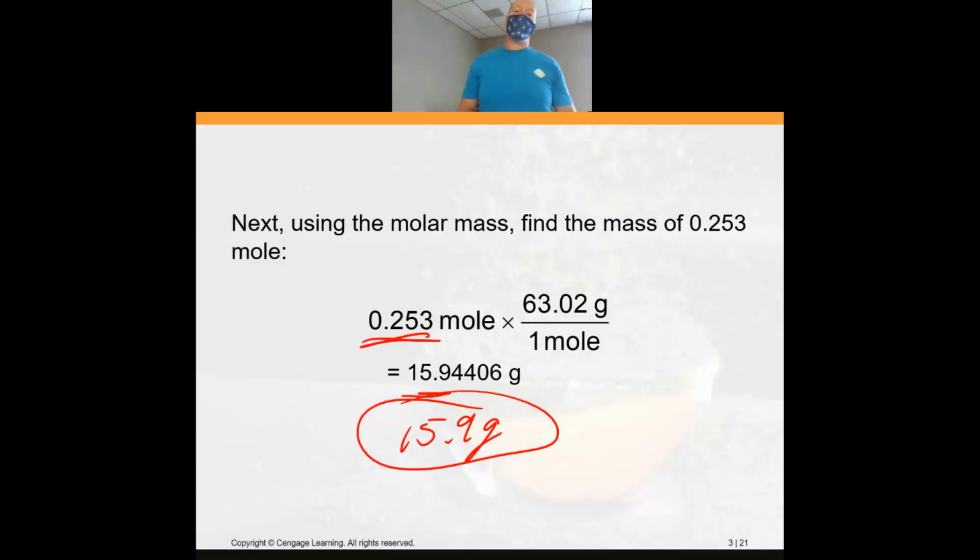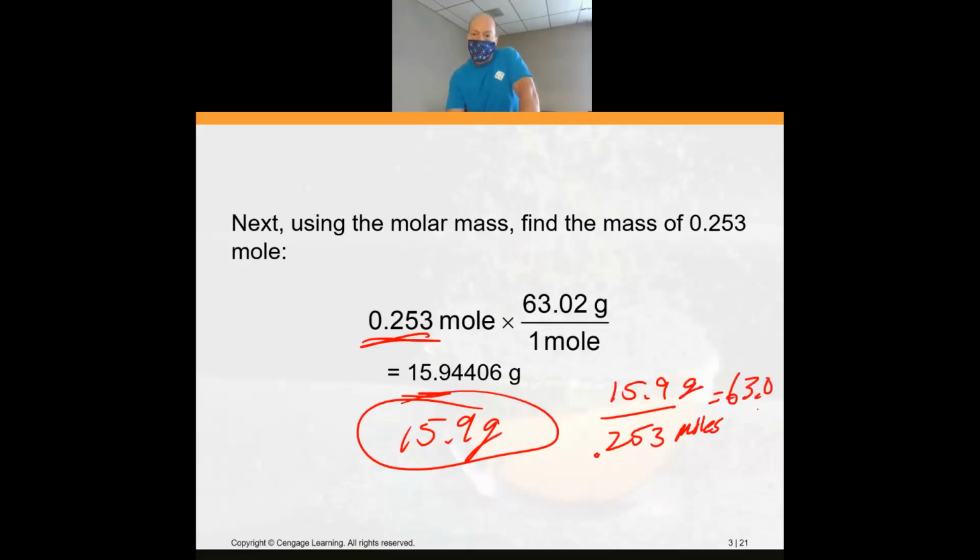So 15.9 grams is exactly the same as 0.253 moles. If you take 15.9 grams of nitric acid and divide by 0.253 moles of nitric acid, you get 63.0. I haven't done it, but it better be, or you have the wrong answer. If you take 15.9 and divide by 0.253 and push the button, you actually get 62.8.